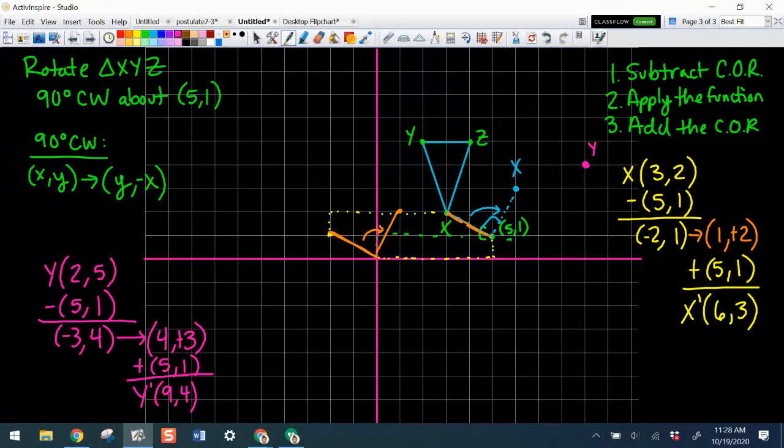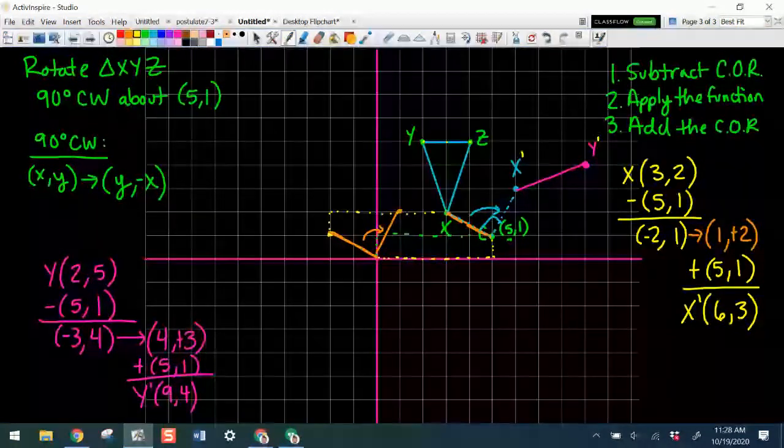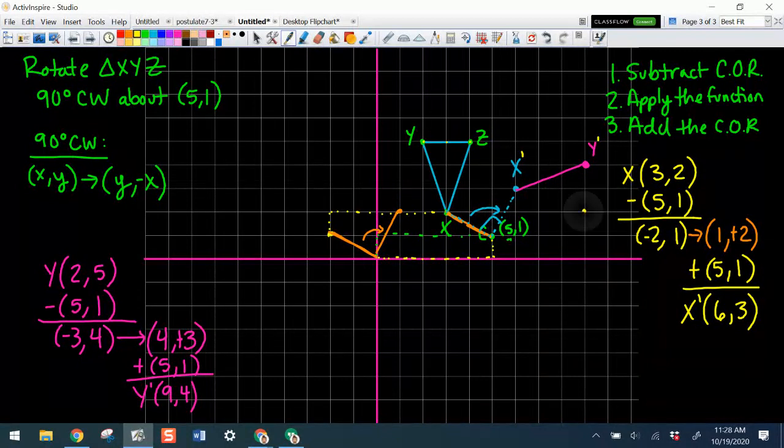Now, if you can't tell already, it looks like our triangle is now pointing to the left. Now, you could finish out z if you want the practice, but you know that a rotation preserves the size and shape of a figure. So if y is 2 units from z, then y prime has to remain 2 units from z prime. So without actually doing the math, I can locate where z prime will be.